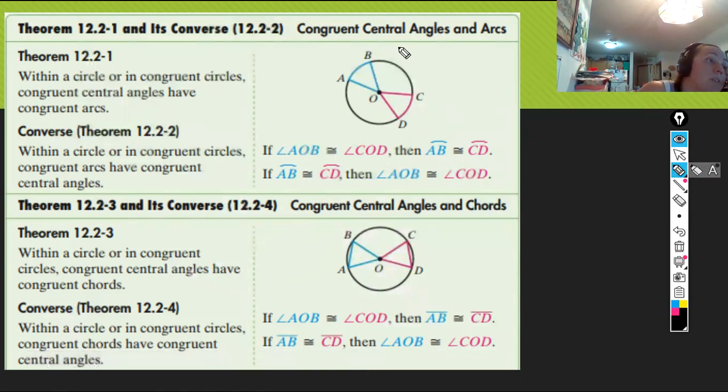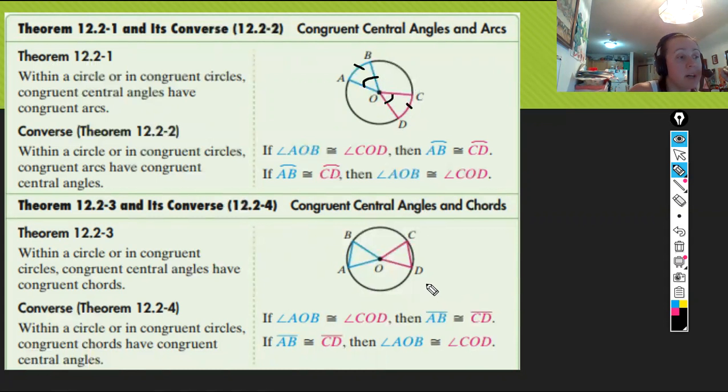So here, this one is congruent angles and arcs. Basically, it's saying if you have two central angles that are congruent, it means the arcs are congruent as well. And then vice versa. If you have two arcs that are congruent, the angles are congruent.